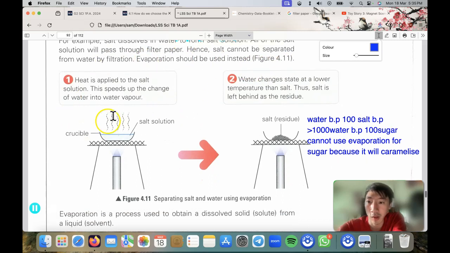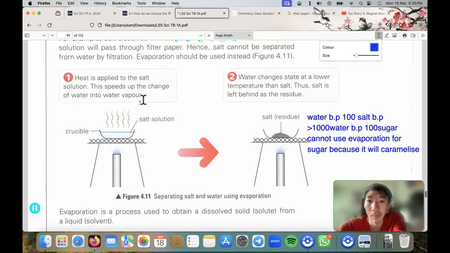Okay, so the first step, of course, we apply heat. It can be from a Bunsen burner, it can be from an oven. Okay, any sort of heat, even from the sun. You can just put the sunlight right above the crucible. It's something like a plate with the salt solution inside. And then this will actually speed up the change of water into water vapor.